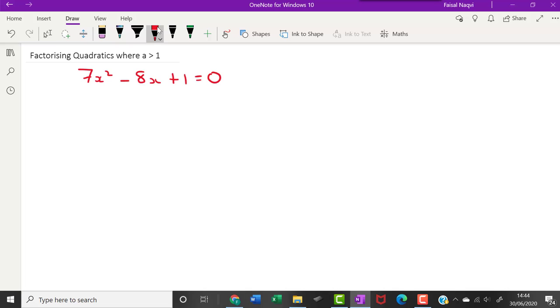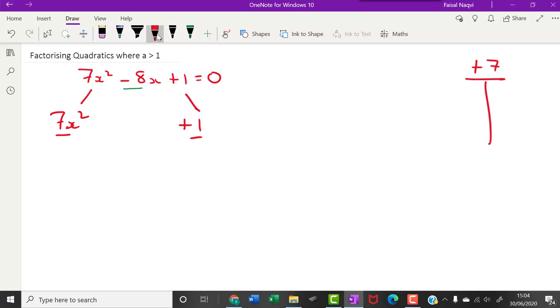Okay, the first thing I do is I pull out the 7x squared and the plus 1. Then I multiply the 7 and the 1 together. That gives me plus 7. And then I ask two questions. Which two numbers multiply together to give me 7, but add together to give me minus 8? The two numbers that multiply together to give me 7 are 1 and 7. So let's try those. 1 times 7 is 7. That works. But what can I do with 1 and 7 to get minus 8?